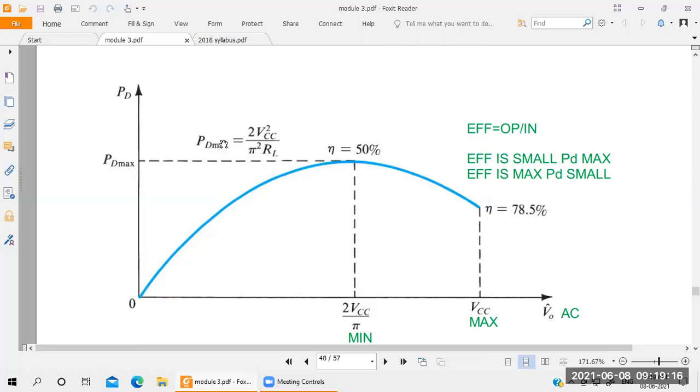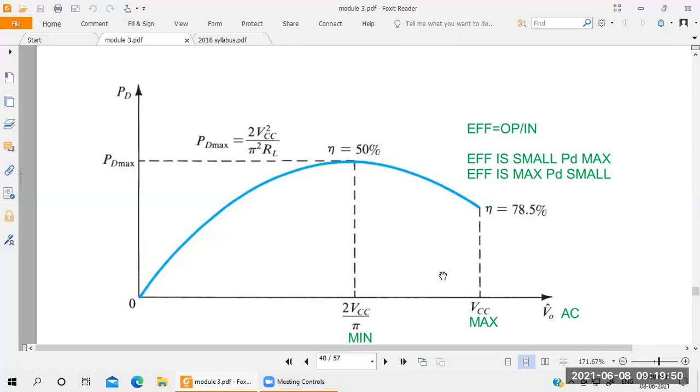In class A, how much did you get? Power conversion efficiency 25%. In class B, we can vary the power efficiency from 50 to 78.5%. If you take a minimum output voltage, we got 50%. If you take a higher output voltage, we'll get 78.5%. This is the variable conversion efficiency, from 50% to 78.5% for the class B amplifier.